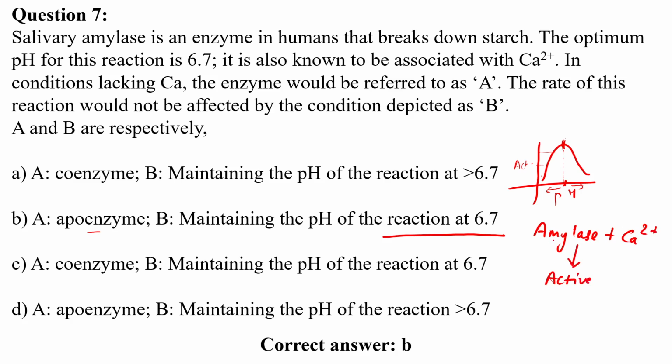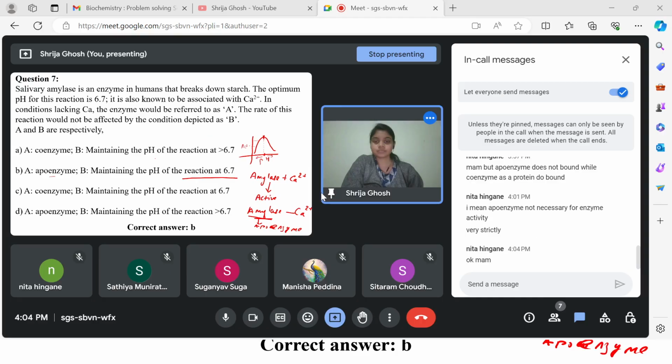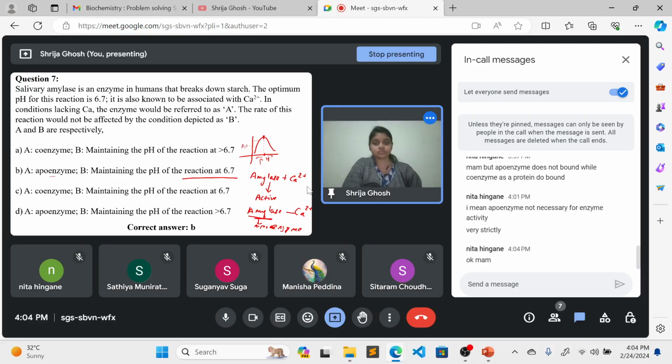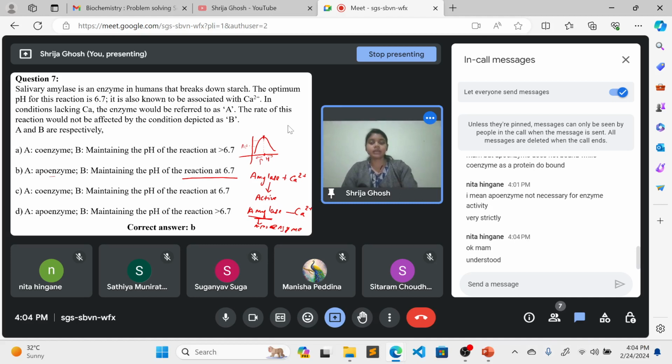Okay, if I remove this calcium, so amylase minus Ca2+. If there is no Ca2+ with the amylase, this amylase will be called apoenzyme. Is it clear now? I hope this is clear now.